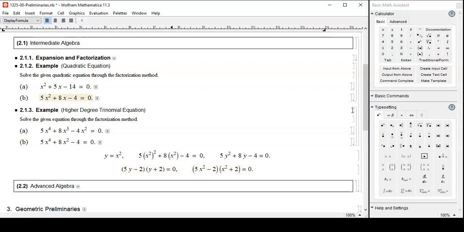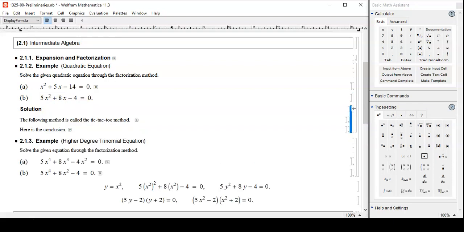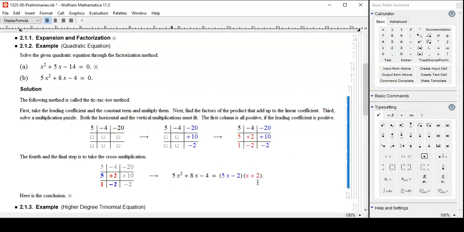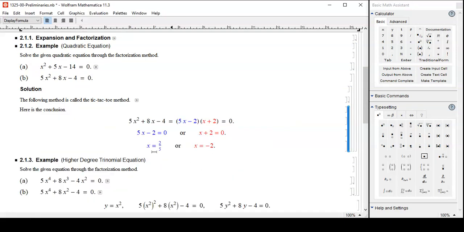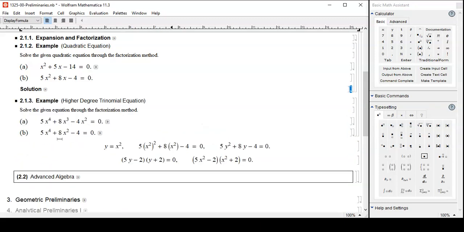So, what did you do with this one? Well, you see the tic-tac-toe method, and then you ended up with this. 5x minus 2, x plus 2. But look at this. This is x squared squared, x squared. So after factoring with respect to x squared, you get this factorization. 5x squared minus 2 times x squared plus 2. That's what it ends up with.